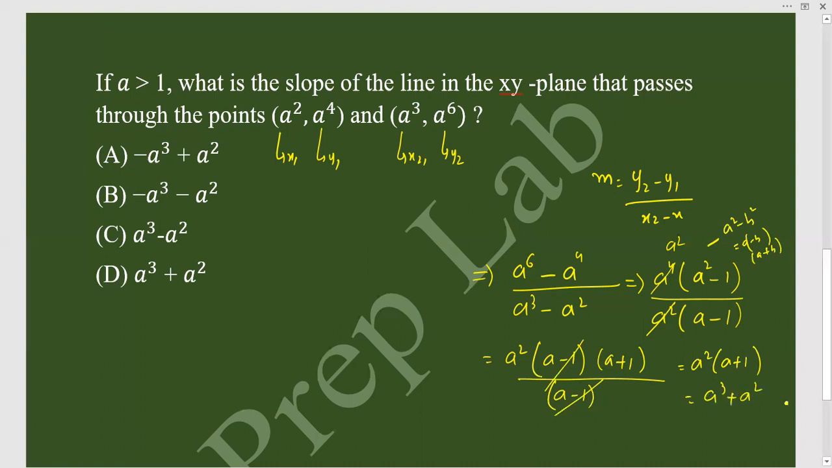So what is the right option? a cubed plus a squared. So D is the correct option.